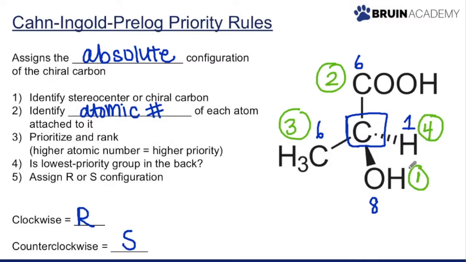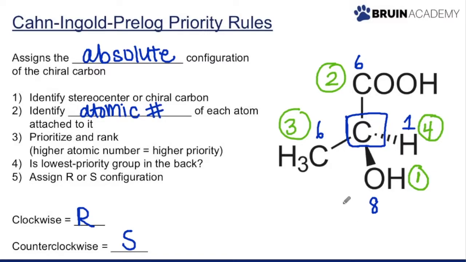So let's look back at our molecule here. The first thing we want to do is make sure that our lowest priority group is in the back, or pointing away from you into the page. In this case, our lowest priority group is this hydrogen, and it is indeed pointing back into the page as indicated by these dashed lines. So we're good to go there, and you'll see why this is important to do later on.